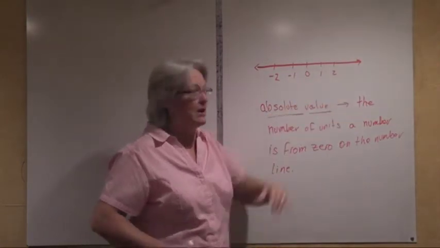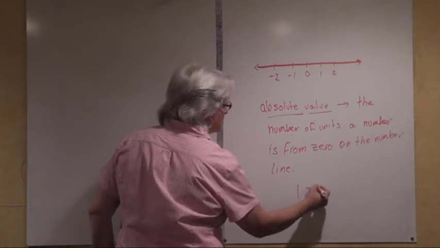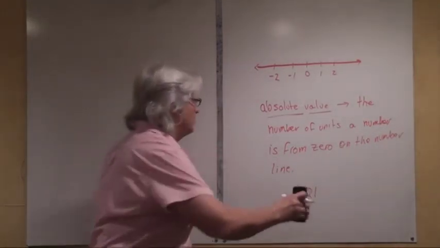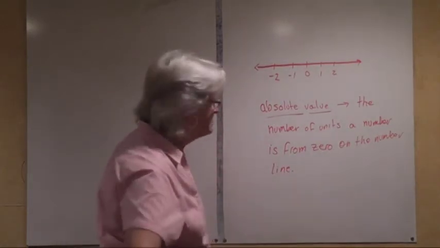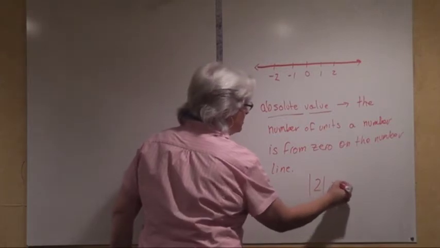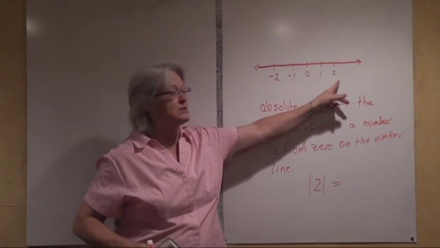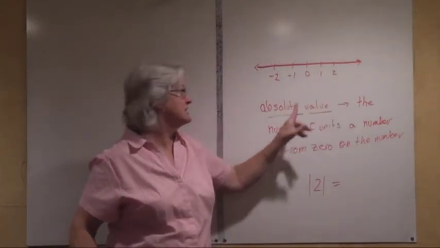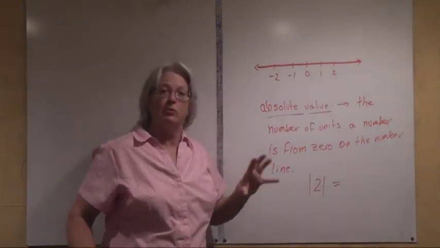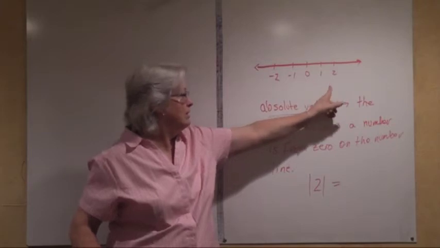So what is the absolute value of 2 going to be? We use these vertical lines when we're talking about absolute value. So this is the absolute value of 2. What is absolute value? It's the distance from 0 on the number line. It is the number of units a number is located from 0 on the number line. So what is it for 2? 1, 2.